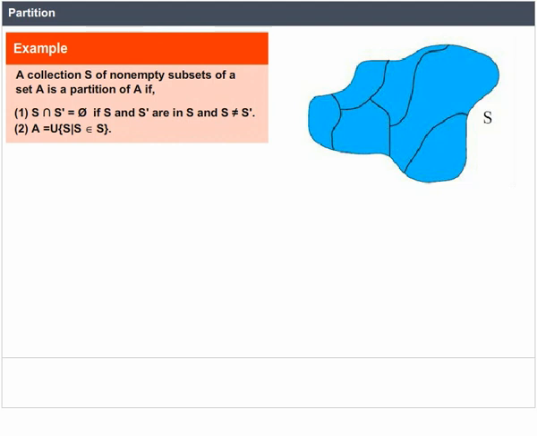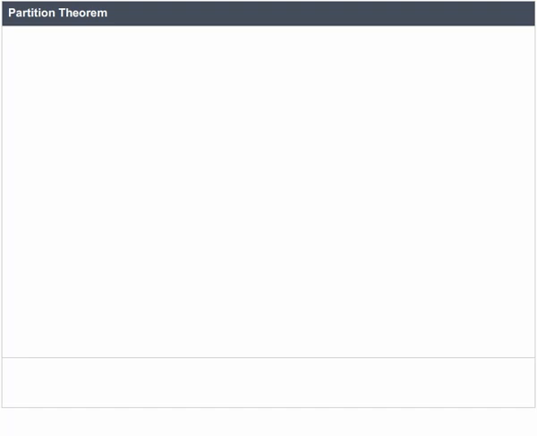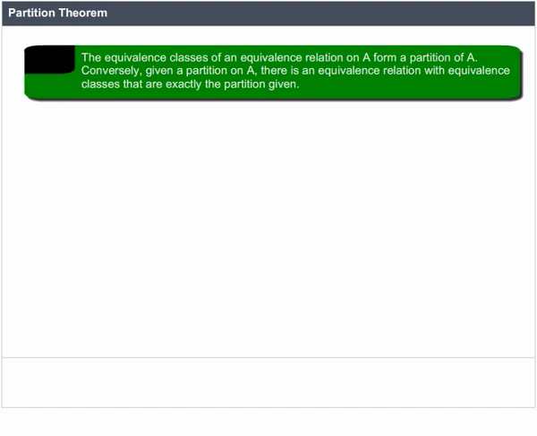If S is a set with an equivalence relation R, then it is easy to see that the equivalence classes of R form a partition of the set S, and more interesting is the fact that the converse of this statement is true. Partition theorem. The equivalence classes of an equivalence relation on A form a partition of A. Conversely, given a partition on A, there is an equivalence relation with equivalence classes that are exactly the partition given.